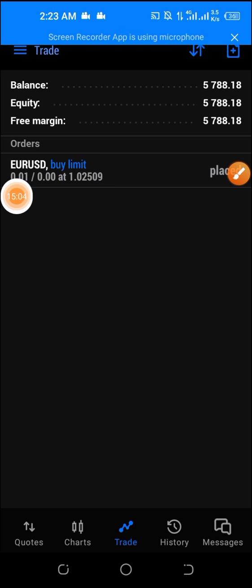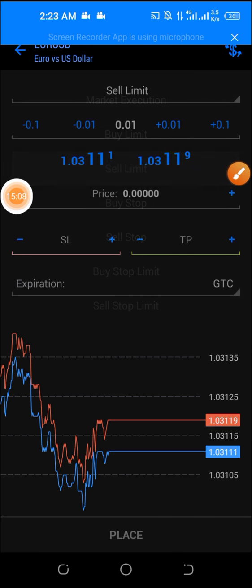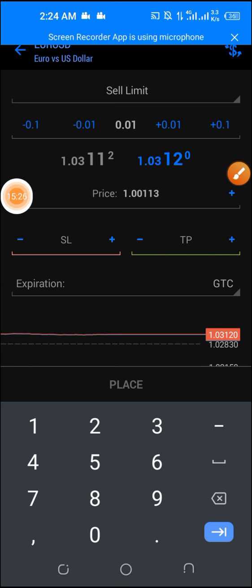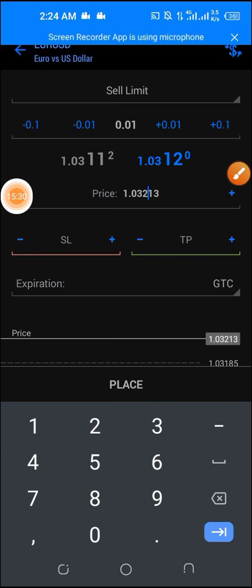If you want to open a sell limit, what you just do is go back there, choose sell limit, enter whatever price. Sell limit price will always be higher than the current price. The first thing you do is touch the plus sign to bring out the current price. Then it will help you to set whatever price you want to set. You know, it will always be higher if it is sell limit.